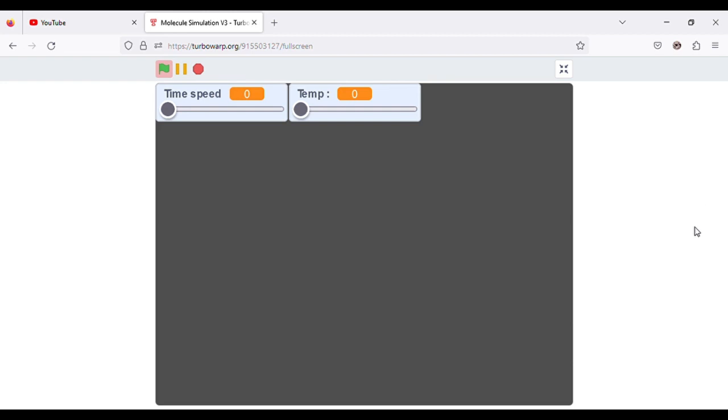Hey guys, welcome to my new project. It is a molecule simulation. I have done this intro like 7 times because there's so many issues with my computer.